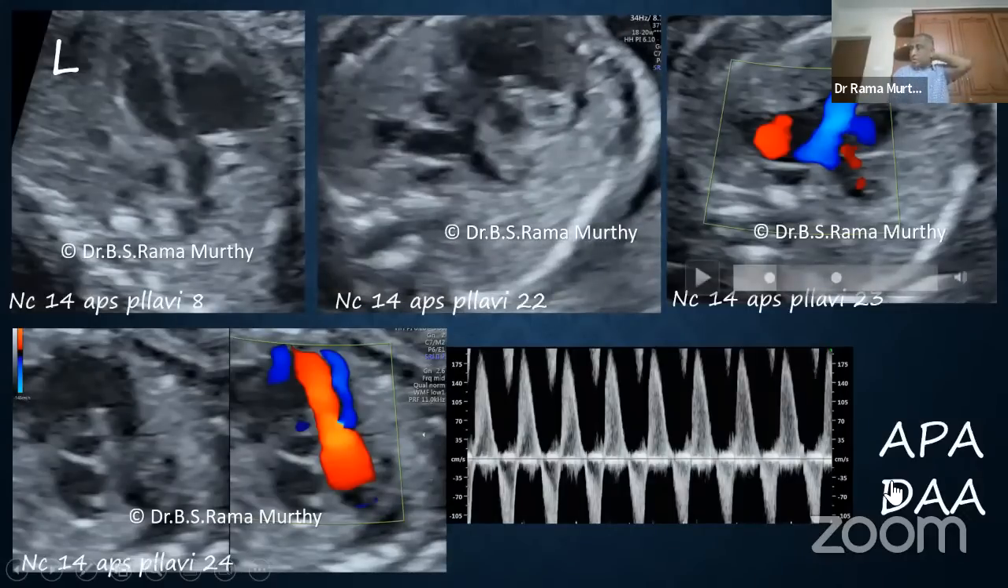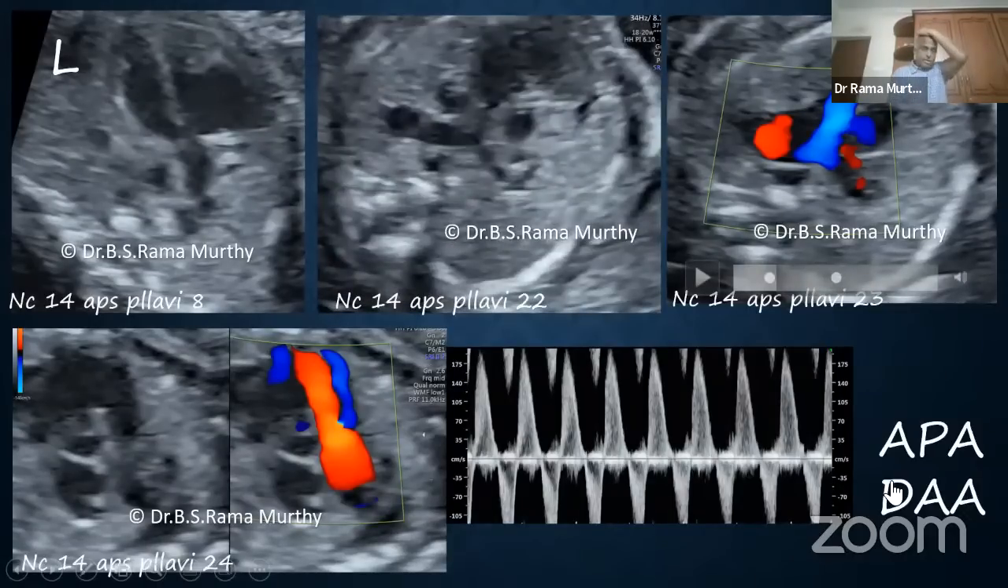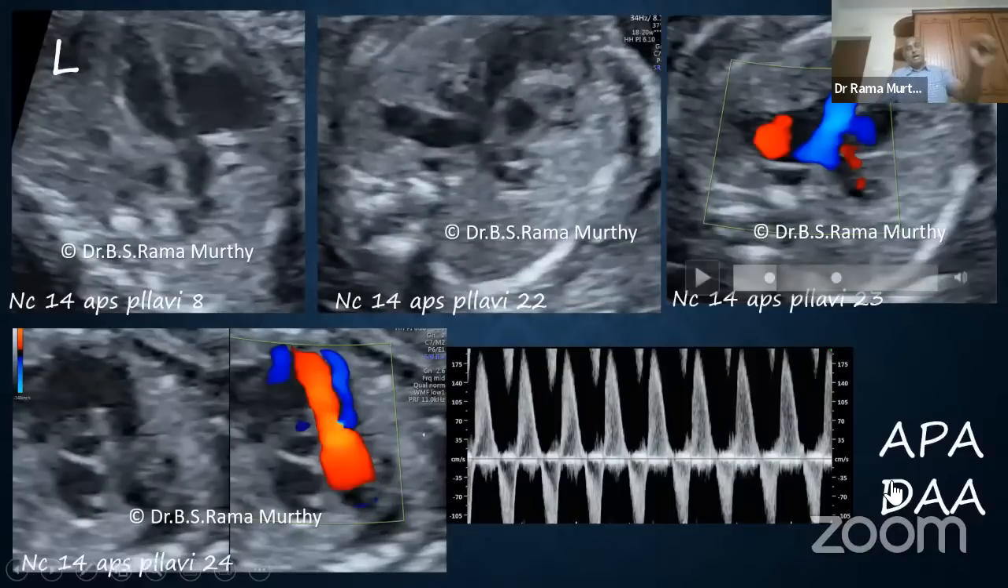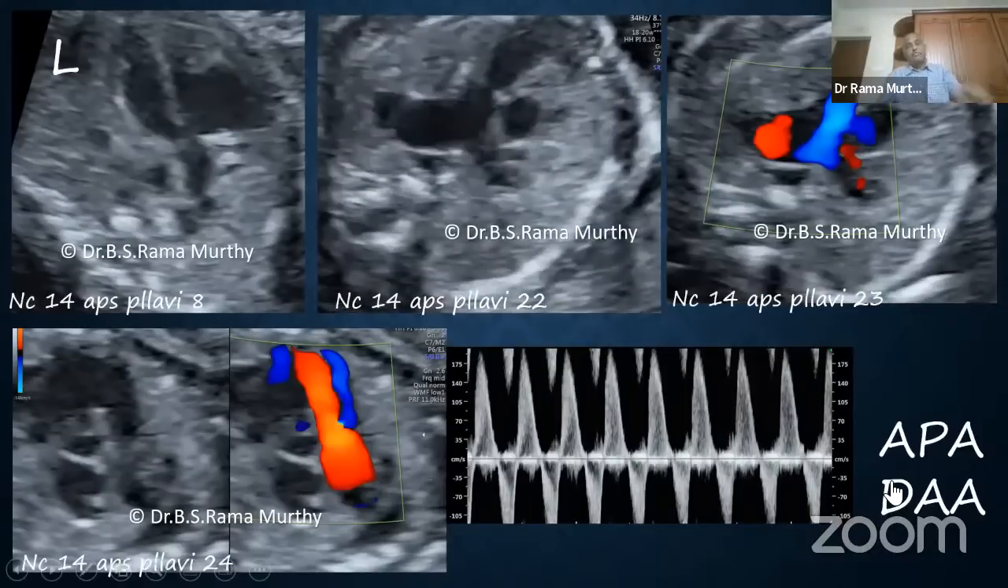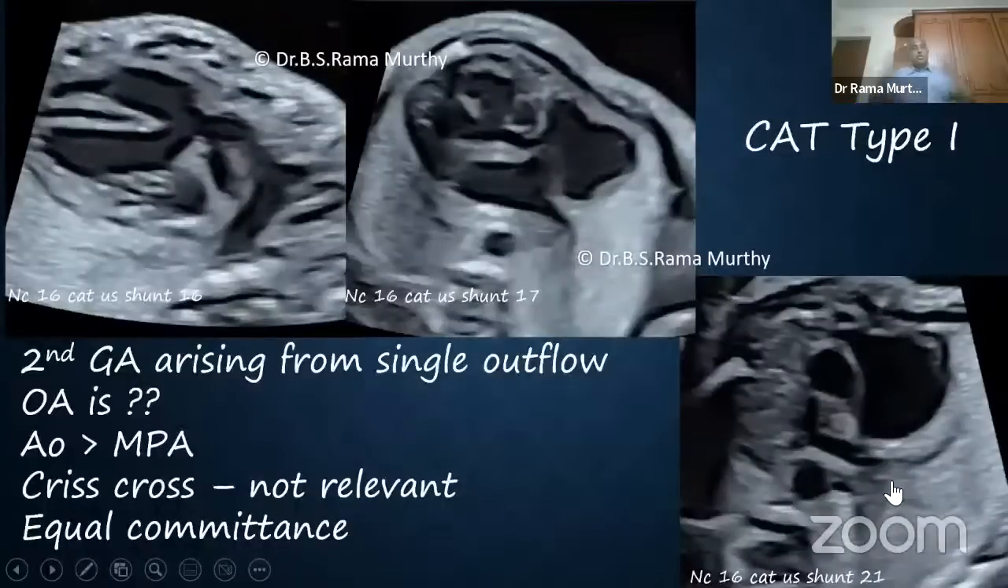So here we saw two cases where the crisscross was present. The great arterial crisscross was present. And of course, in one case, the pulmonary artery was narrow, as in DOF. And in the other case, the pulmonary valve was narrow. But soon after that, the branch pulmonary artery became dilated, the classical signature of absent pulmonary valve syndrome.